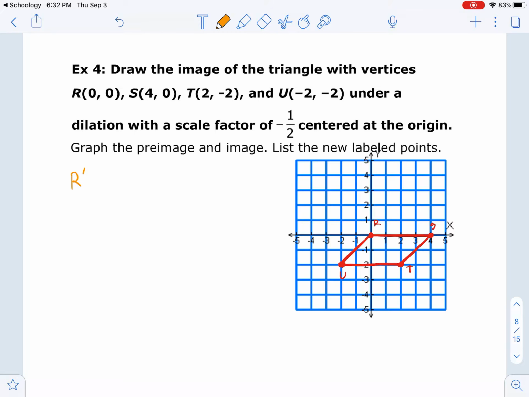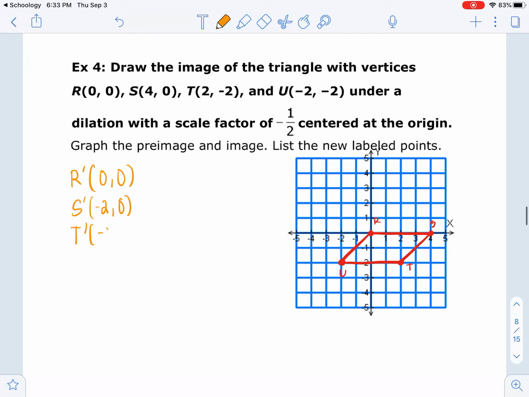Apply your scale factor, R prime. All right, so I'm taking half and then the opposite, okay? Or dividing by 2 and taking the opposite. That's still going to be 0, 0. S: half of 4 is 2, the opposite's negative 2, 0. T prime: half of 2 is 1, the opposite's negative 1. Half of negative 2 is negative 1, the opposite's positive 1. And then U prime, half of negative 2 is negative 1, the opposite's 1.